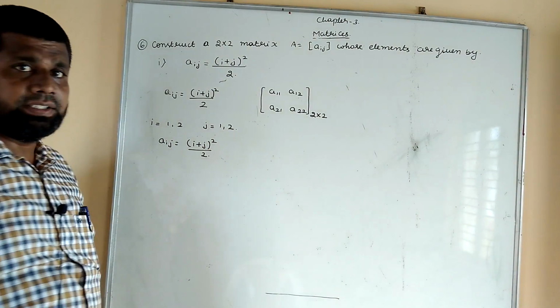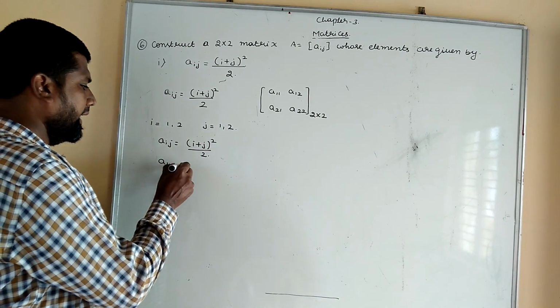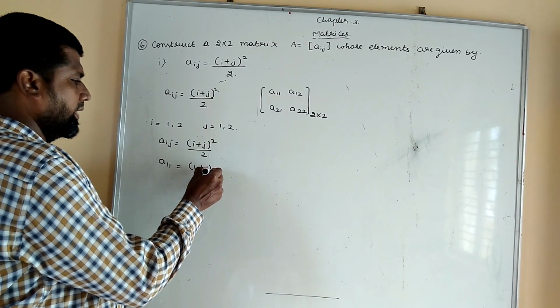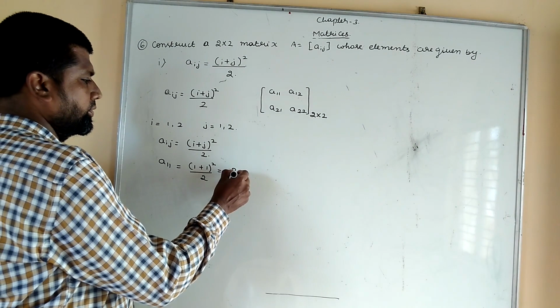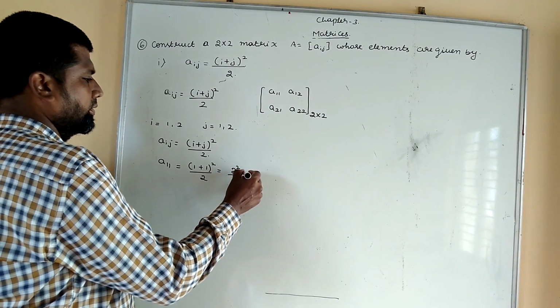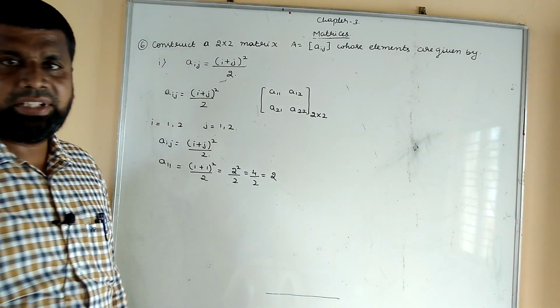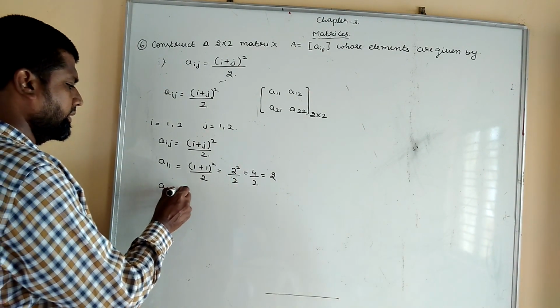A11, let us find the first element of the matrix, A11. A11 means i value is 1, j value is also 1, (1 plus 1) whole square by 2. That is equal to 1 plus 1 is 2, 2 whole square by 2, 4 by 2. You will get 2. A11 element is 2.